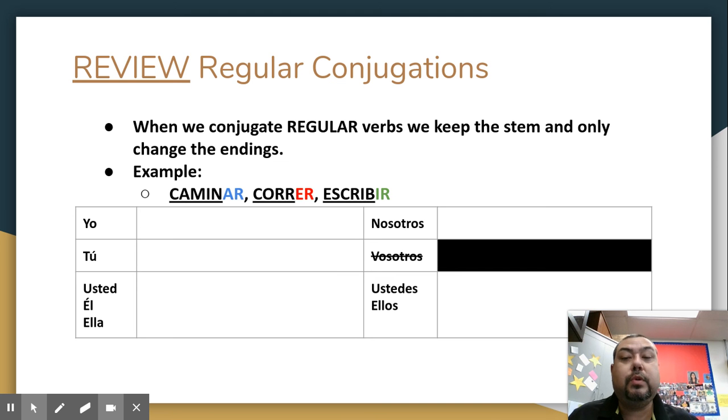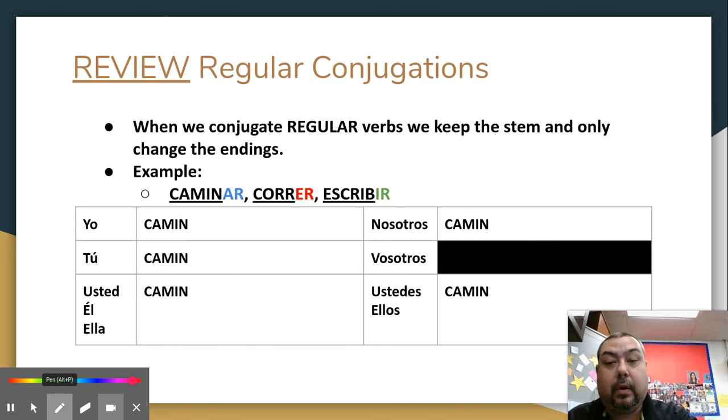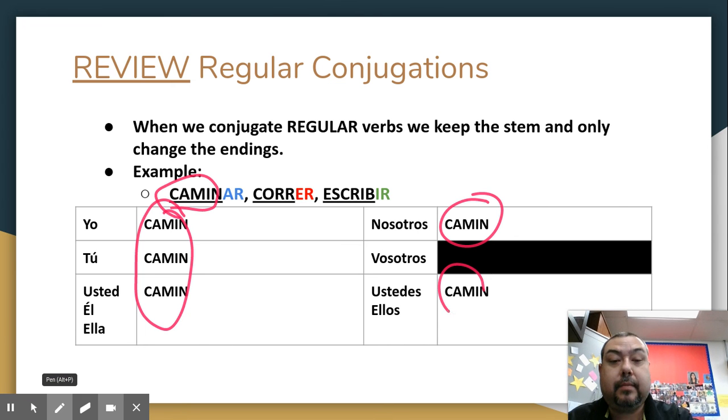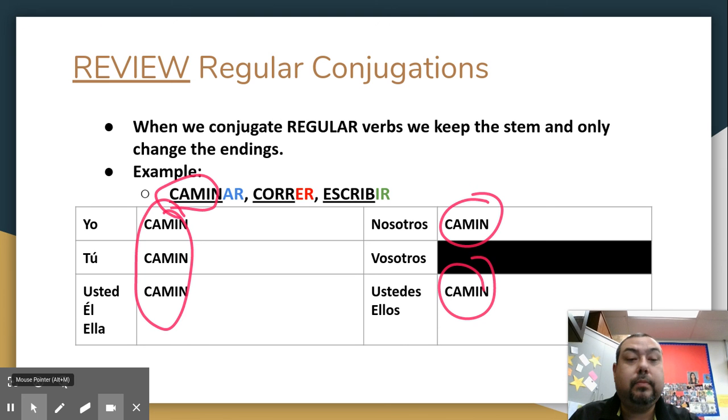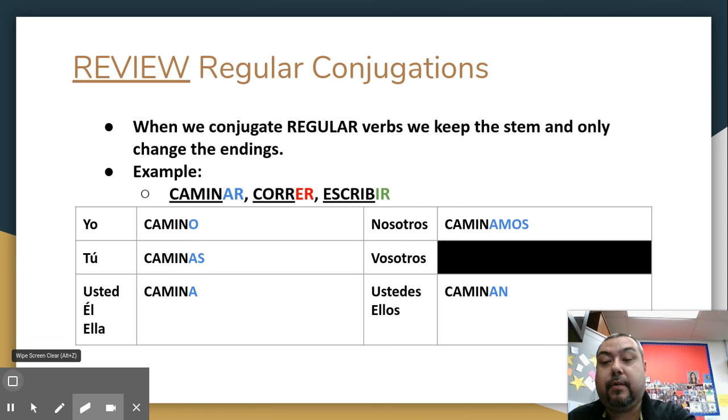Now, once we have those pronouns, we start by keeping the stems. As you can see, all the stems are the same as in caminar. There were no changes to the stem. And then the next thing we do is just add the endings that go with AR verbs for caminar. Yo camino, tú caminas, usted, él, ella camina, share the exact same conjugation. Nosotros caminamos, ustedes, ellos caminan.